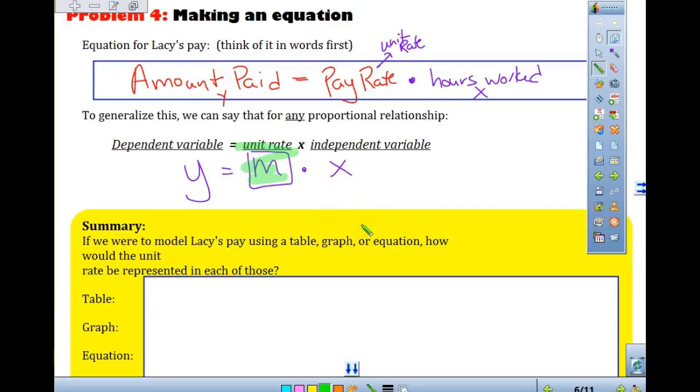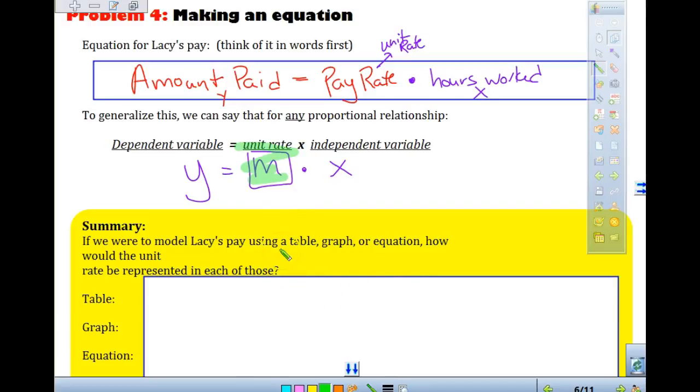Okay? So dependent variable, some of you haven't written that yet. Dependent variable equals the unit rate times the independent variable. Right below it, put Y equals MX. Okay? And with that M, make sure you put that is the same as your unit rate. Okay? So M is going to be a number, it's going to always be our unit rate.